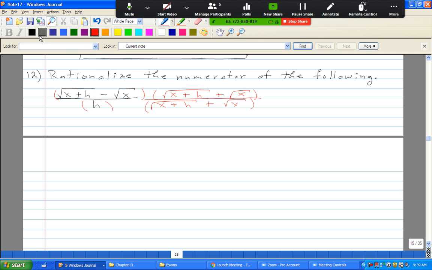Okay. And so this is the product of the sum and difference of two terms, so I get the difference of their squares. The square gets rid of the square root. The square gets rid of the square root. All divided by the denominator h, rad x plus h plus rad x.